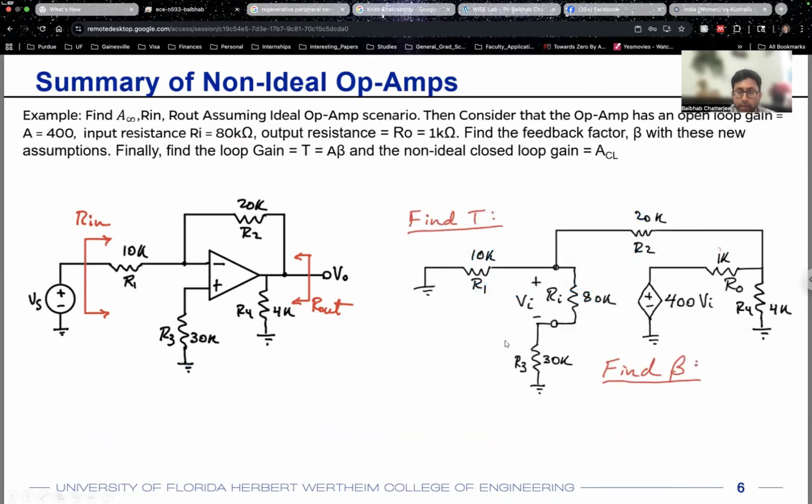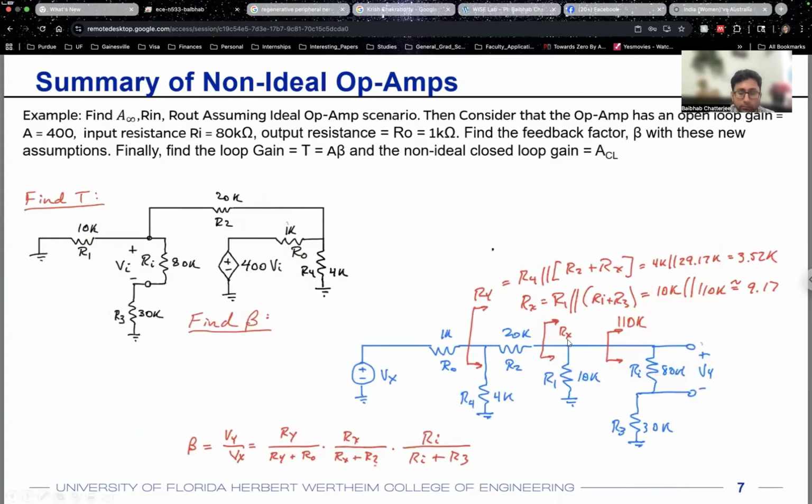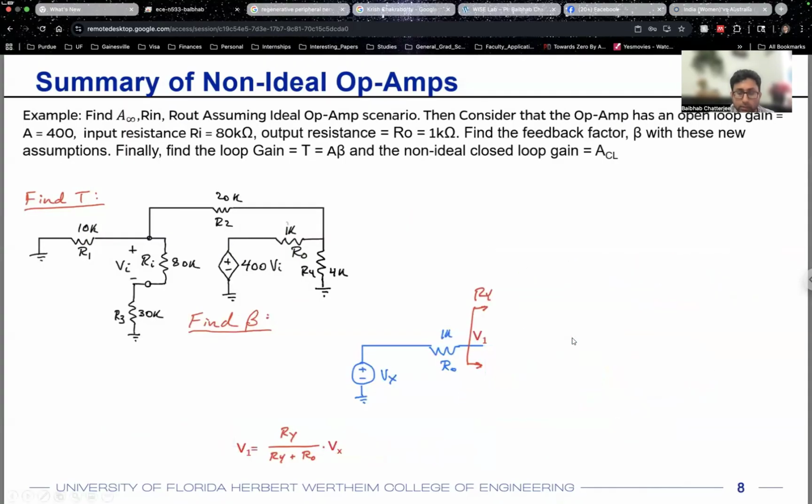Finding out T, again, you can just draw the internal circuitry of the op-amp. You want to find out beta. So let me go through this one by one. You start from the dependent voltage source over here, or you can just replace this dependent voltage source with a test voltage source, which is Vx, and try to find out what is connected after that to eventually come up with the portion of the voltage that goes back to the input.